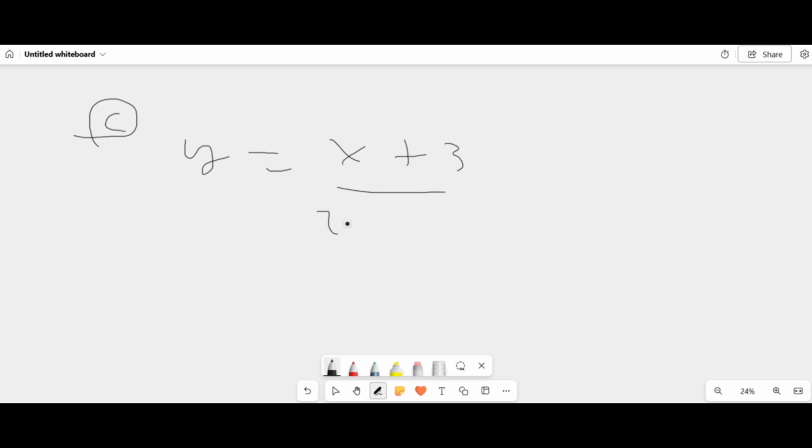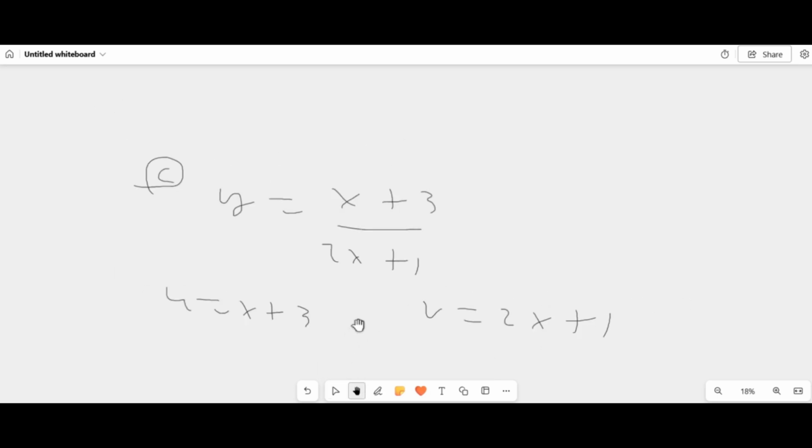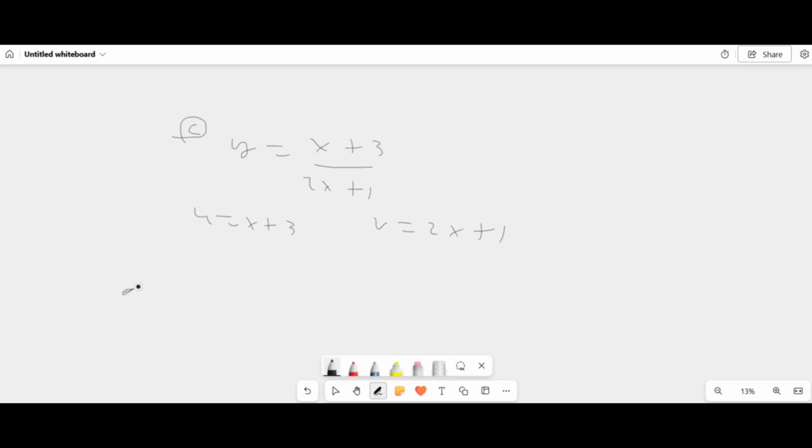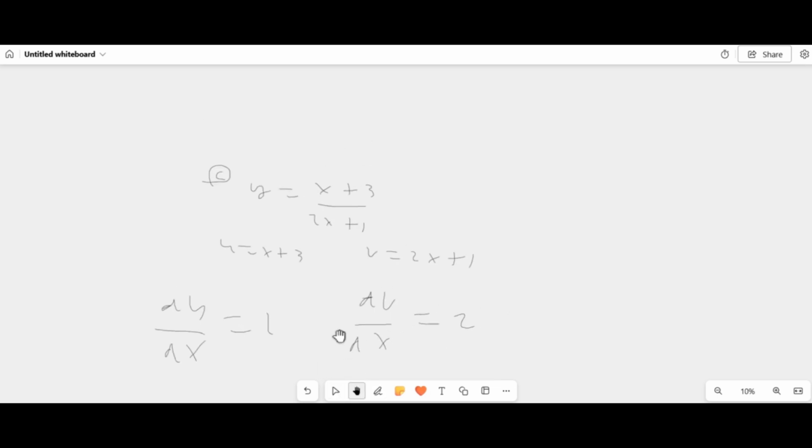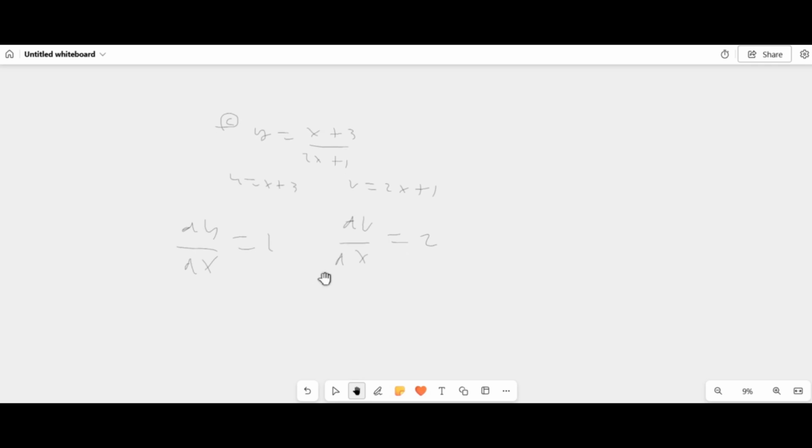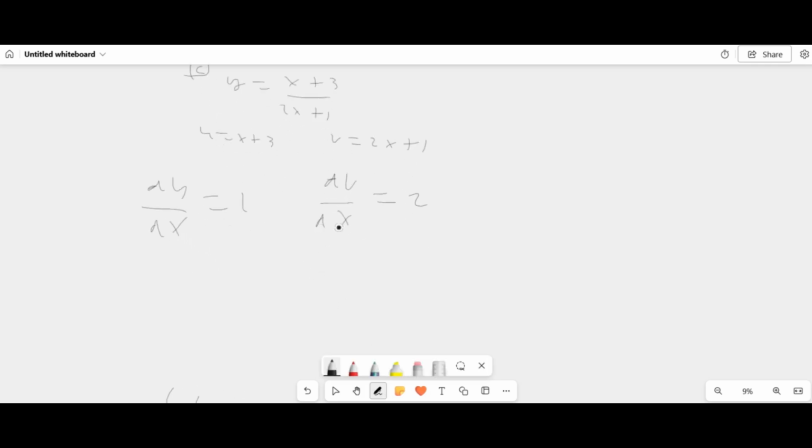Alright, come on. Question C, yeah? Y is equal to x plus 3 over 2x plus 1. So u is equal to x plus 3. V is equal to 2x plus 1. Du over dx here is equal to 1. Dv over dx is equal to 2, yeah? And now what you want to do, yeah, is obviously, again, u times dv, so that's going to be 2 open bracket x plus 3.